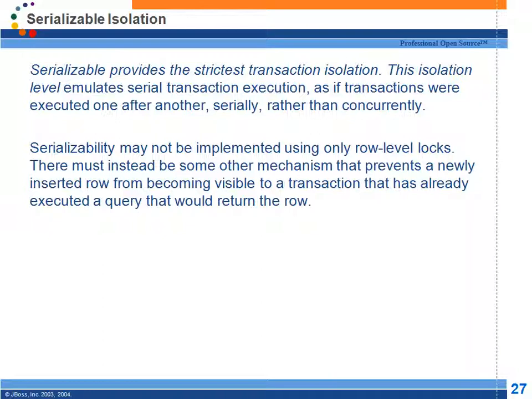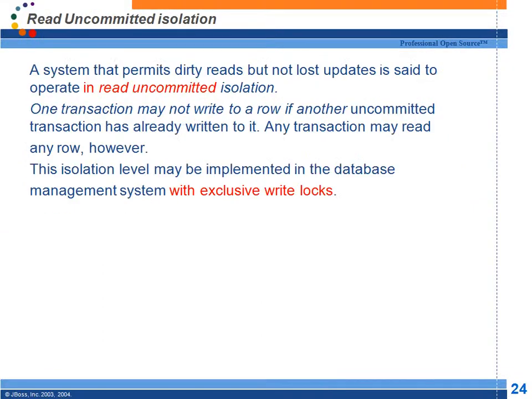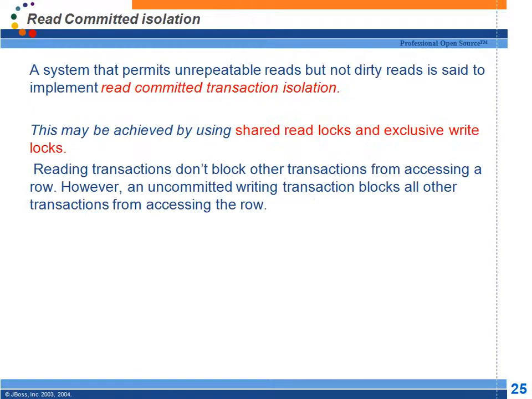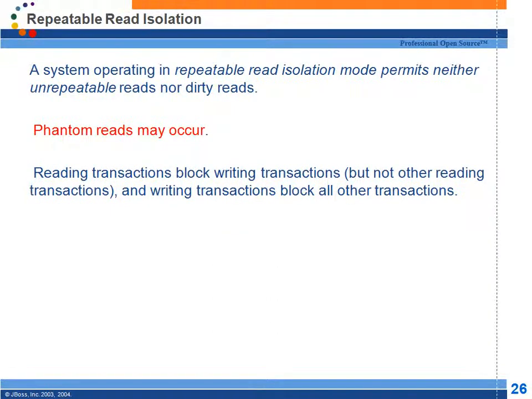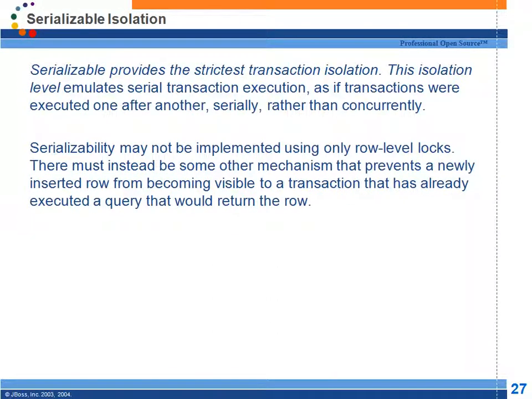These are not particular to Hibernate. These are all database concepts, so we are not going to study them in detail. Just understand that there are 4 isolation levels. What are they? Read uncommitted isolation level, read committed isolation level, repeatable read isolation level, serializable isolation level.